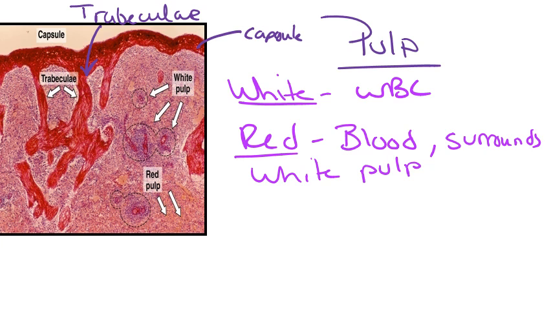So just to start off, again, we have capsule, which we've seen several times now, and our trabeculae with great compartments. And now we introduce the concept of pulp. So we have our white blood cells in our white pulp, and our red blood cells are going to have blood that's surrounded by white pulp, which is very important, and we'll explore that in just a moment.